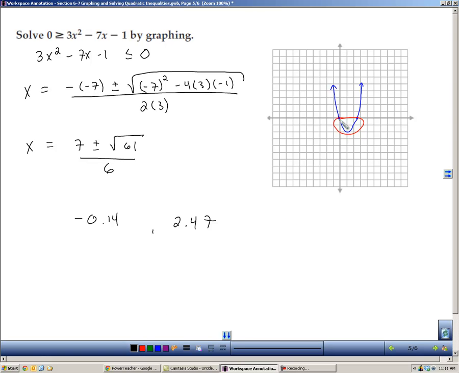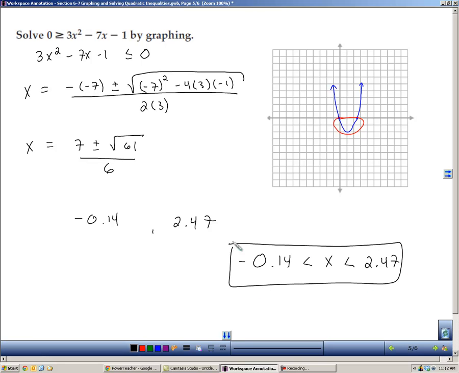So how do I write all those solutions? Well, I'm going to be between negative 0.14 and 2.47. And I write that by saying negative 0.14 is less than x, which is less than 2.47. So unlike the last example, this one's an in-between graph because I want all the values that are below the line, because I'm less than or equal to 0. Now, looking at the less than or equal to reminds me that these should be included because they both are less than or equal to, so they are included in my solution.